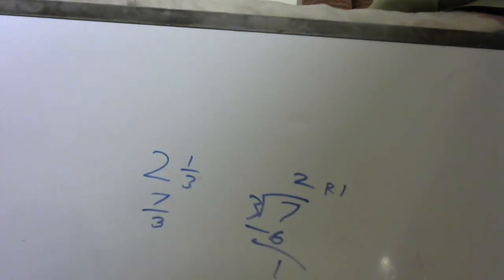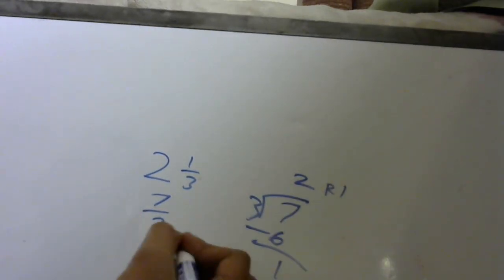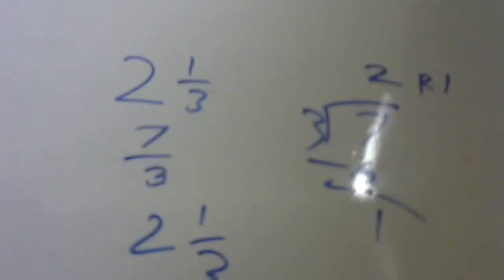So now we put the remainder as the numerator, so the remainder 1, and the divisor as the denominator, and the quotient as the whole number. So if you did it correctly, you will get 2 and 1 by 3.